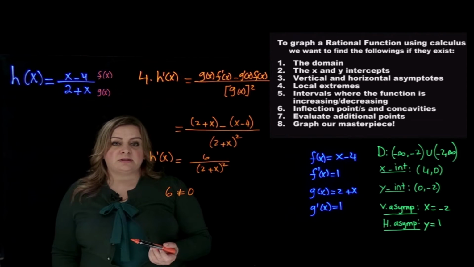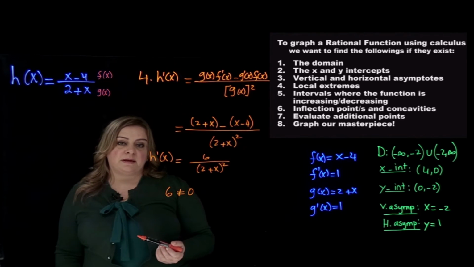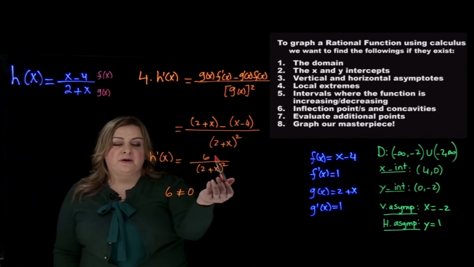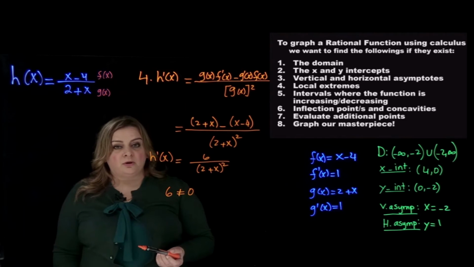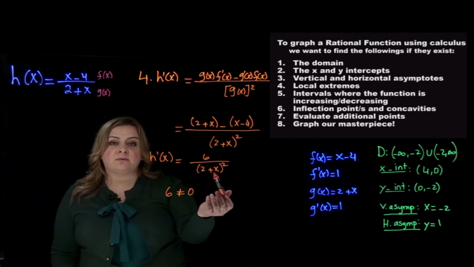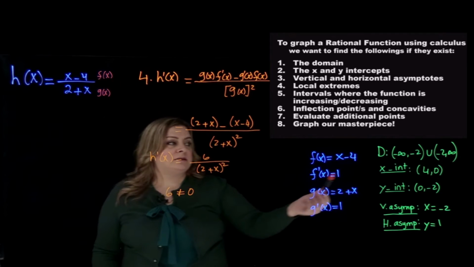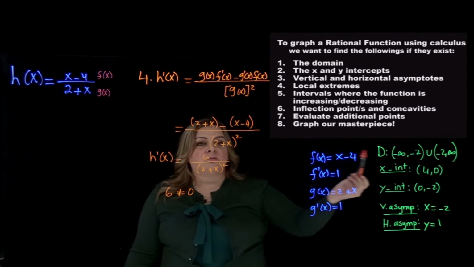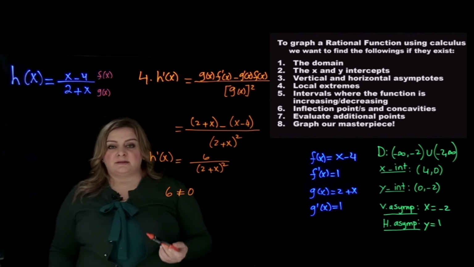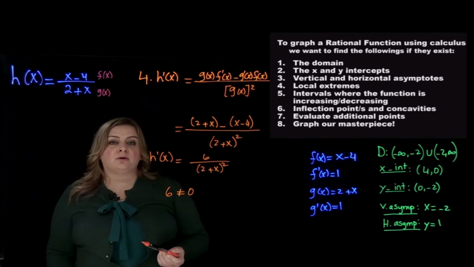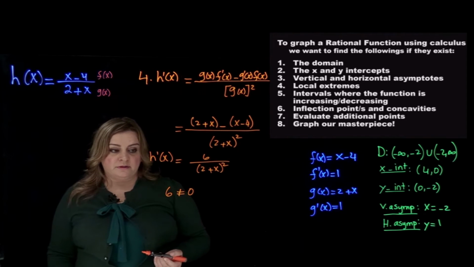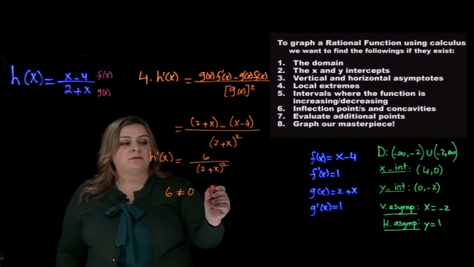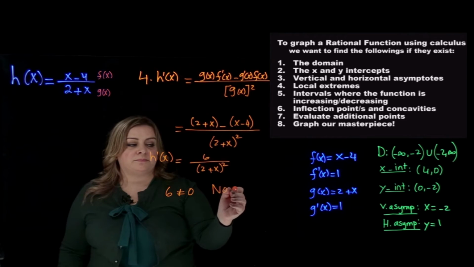I'll have to consider the other case where h prime of x is undefined. h prime of x is undefined when x is equal to negative 2. Notice that x equals negative 2 is not in the domain of my original function h of x, so I cannot call x equals negative 2 a critical number. So my conclusion would be no critical numbers.